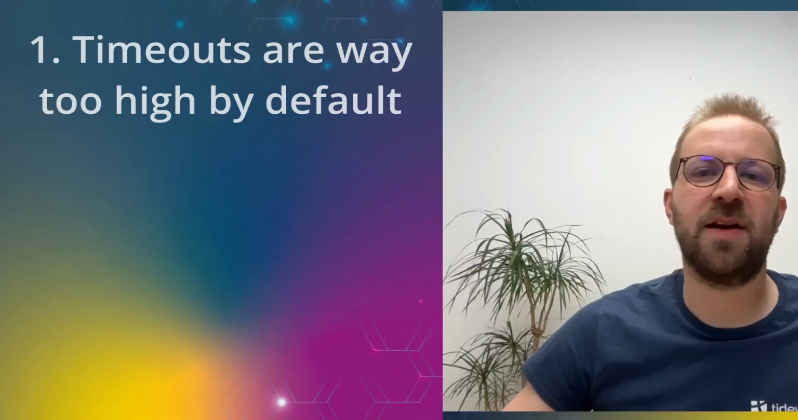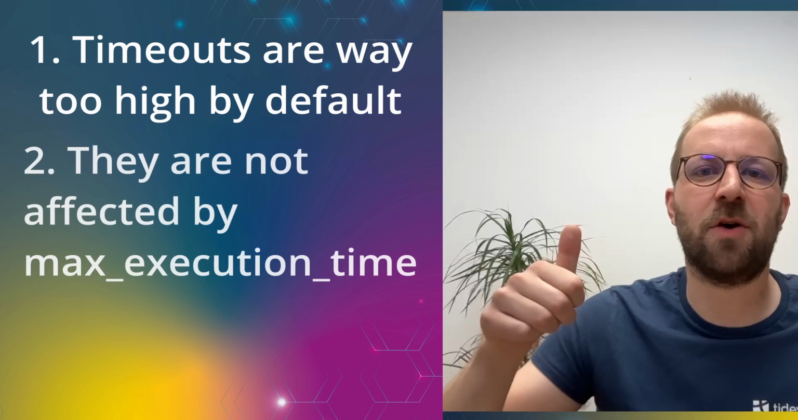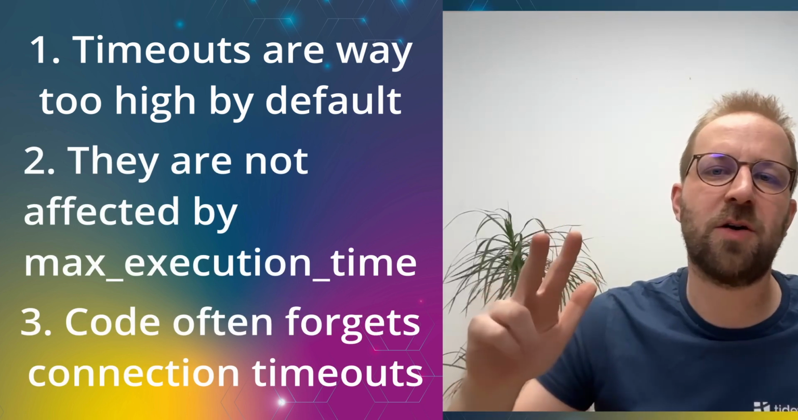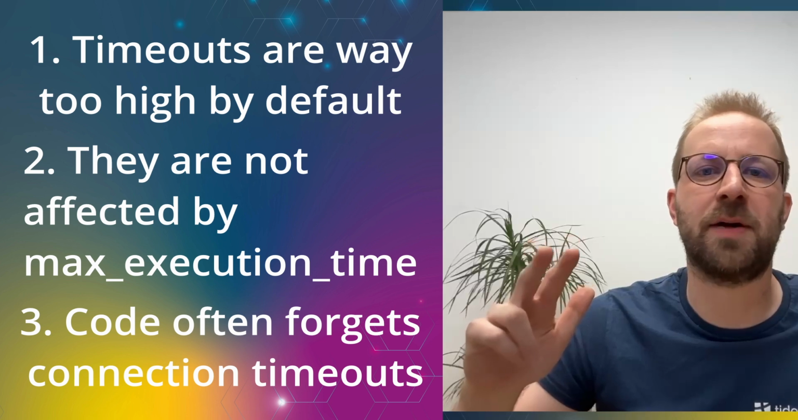Running your PHP app with the default timeouts is like balancing a Jenga tower during an earthquake. One shaky external service and the whole thing collapses. Timeouts are way too high by default, they are not affected by max execution time, and code often forgets to handle connection timeouts. In this video I'm going to talk about how you can configure timeouts in your PHP application to keep control during failure scenarios.